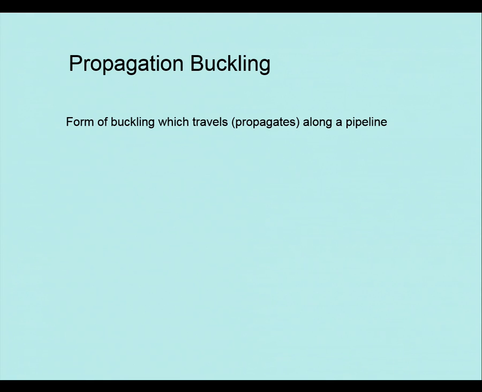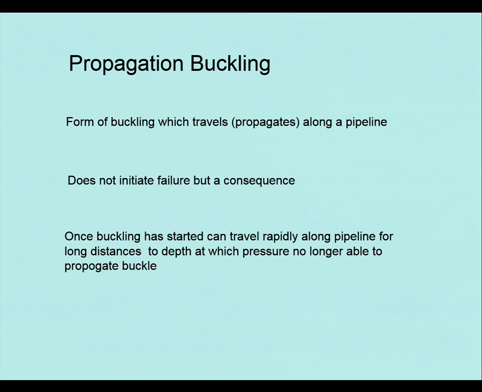So it's a form of buckling which travels and propagates along a pipeline. It does not initiate the failure, but occurs as a consequence of the failure. So the initial buckling has got to occur, otherwise this doesn't propagate. Once buckling is started, it can travel rapidly along the pipeline for long distances through depths at which the pressure is no longer able to propagate the buckle. So that confirms what I just mentioned.